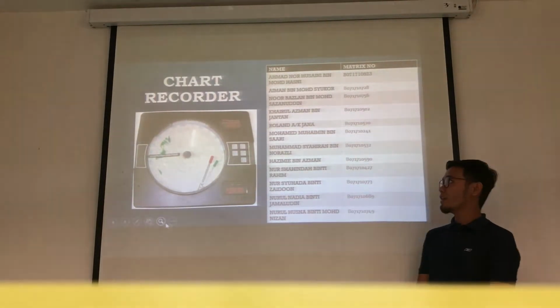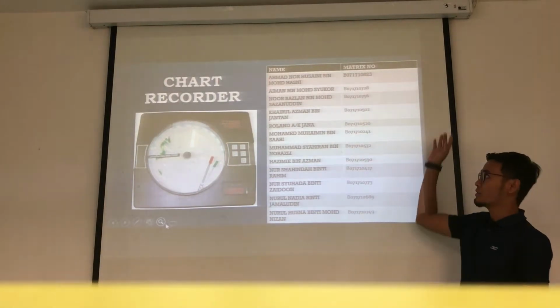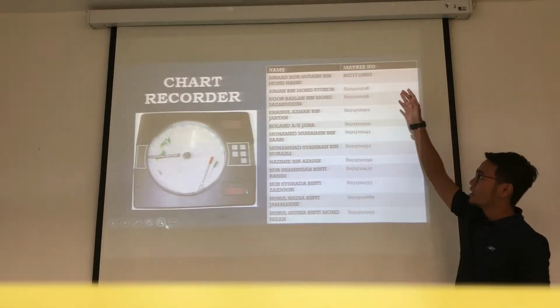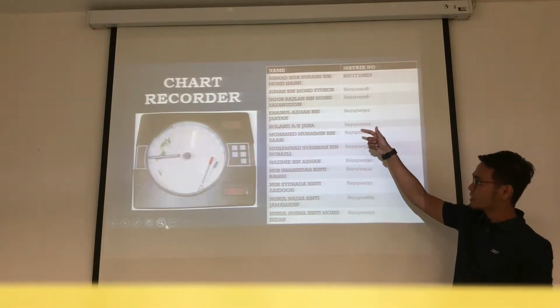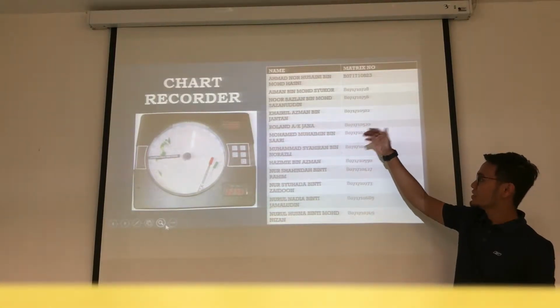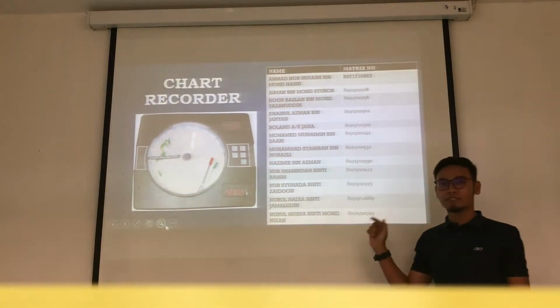But first of all, I'm gonna tell you about our list of members. So there are 12 members, starting from Husaini, Aiman, Norbazlan, Azman, Roland, Muhaimin, Syahiran, Hazimi, Syahinda, Syuhada, Nadia and Husna.